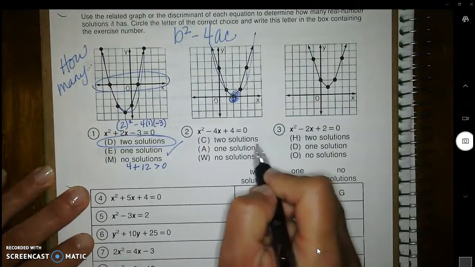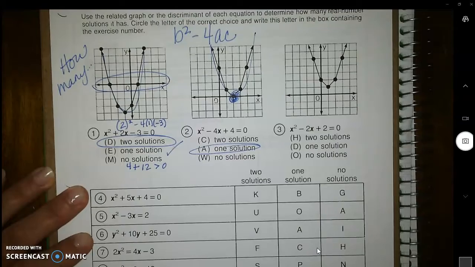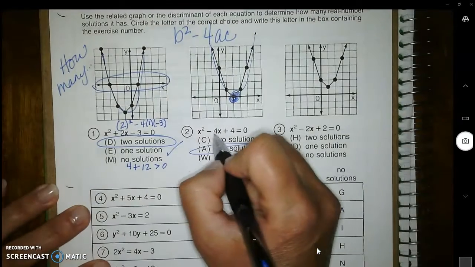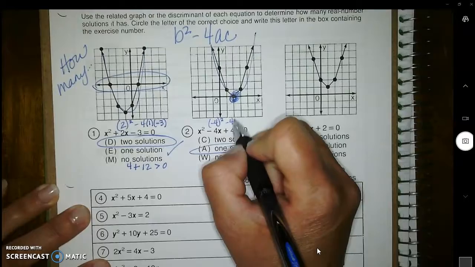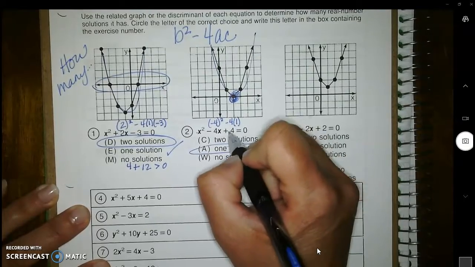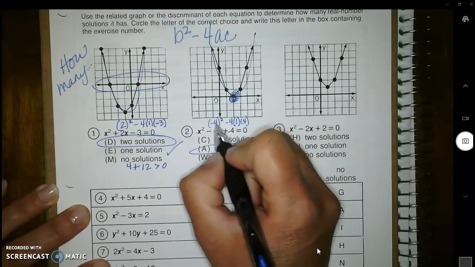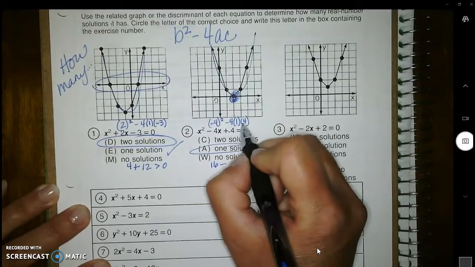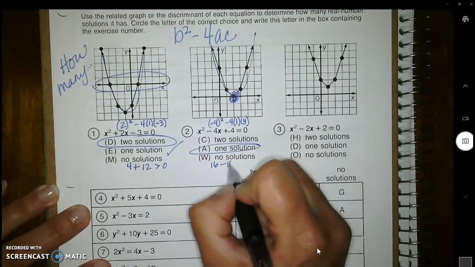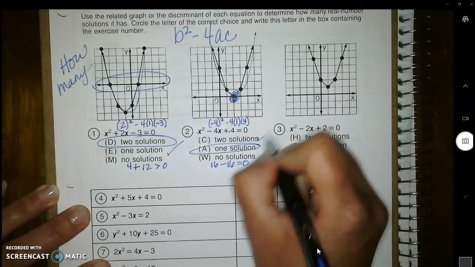Okay, number 2, well, my parabola comes down and it only touches the x-axis 1 time, so I get 1 solution. Let's go do b squared minus 4ac and find out. So I'm going to have negative 4 squared minus 4 times a is 1, c is 4. Negative 4 squared is positive 16 minus 4 times 1 times 4 is 16. You get a 0, 1 solution.